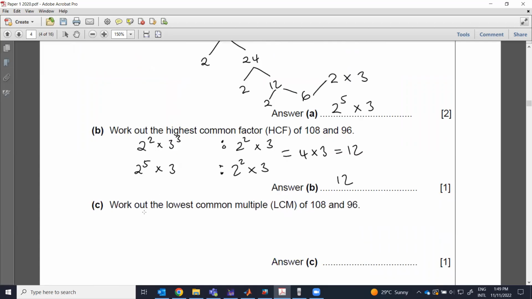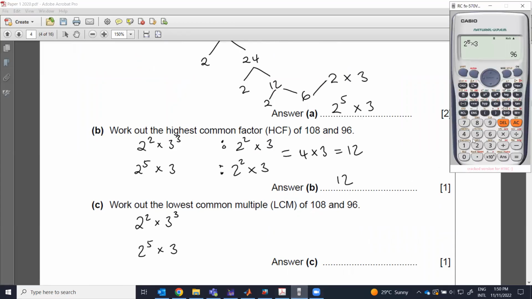Okay, work out the lowest common multiple of 108 and 96. So I have 2 to the power of 2 times 3 to the power of 3, and then I have 2 to the power of 5 times 3. You may be tempted to just multiply these two. Let's see what we would get if we say 108 times 96.